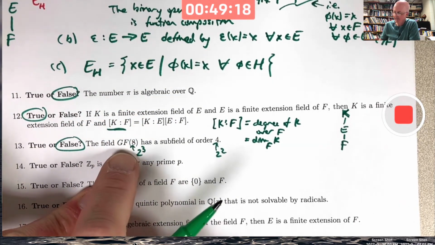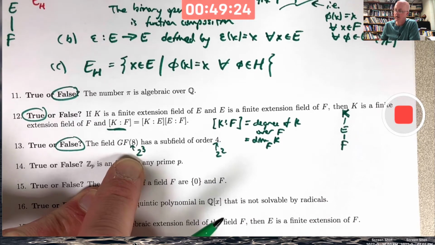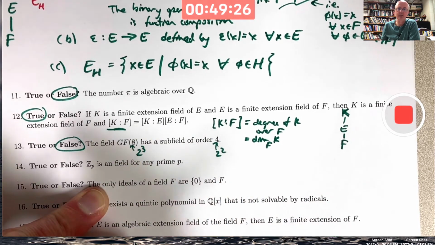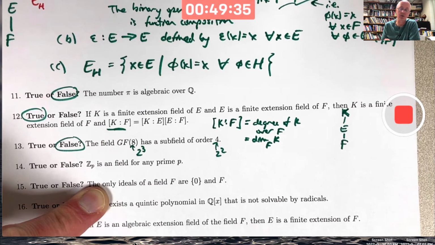If, on the other hand, I've made this GF16 instead of GF8, 16 is 2 to the fourth instead of 2 cubed. 2 does divide 4, so GF16, Galois field of order 16, does have a subfield of order 4, as well as a subfield of order 2.